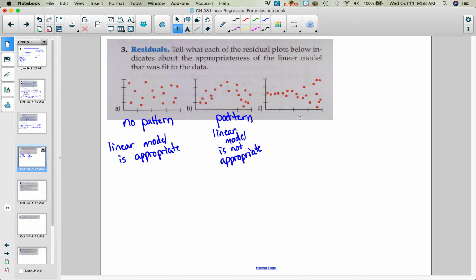Here, this kind of has a fan pattern. It's still a pattern though. Notice that I can predict some things about the next residuals. I would think that they're probably going to continue this kind of opening, this fan pattern. And because I can make predictions about it, that means there's a pattern. So because there's a pattern, a linear model is not appropriate.